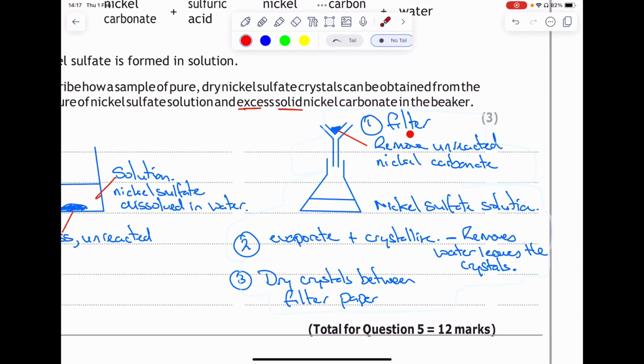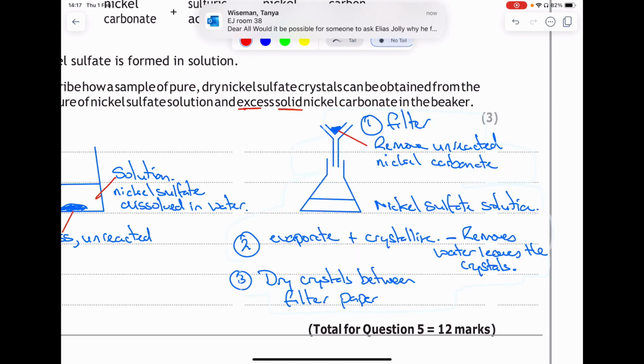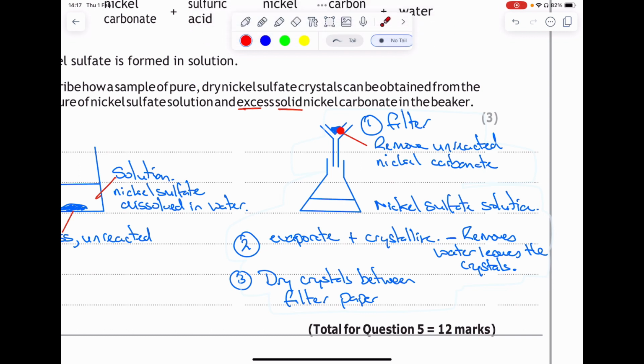So my first job would be to filter, and the filtering means that we remove the unreacted, the insoluble nickel carbonate gets trapped here. The solution will come through. So in the bottom of this beaker, we'll just draw that in the bottom of the beaker here, we have got the nickel sulfate sitting in the bottom. Nickel sulfate sitting in the bottom, okay?